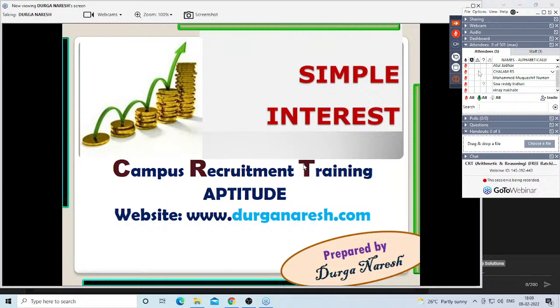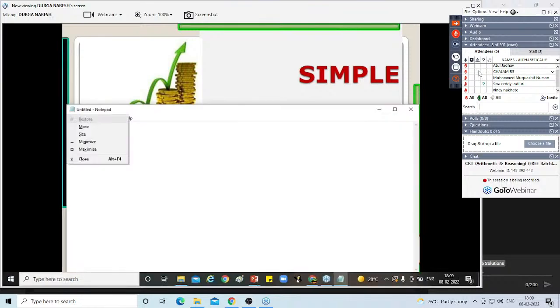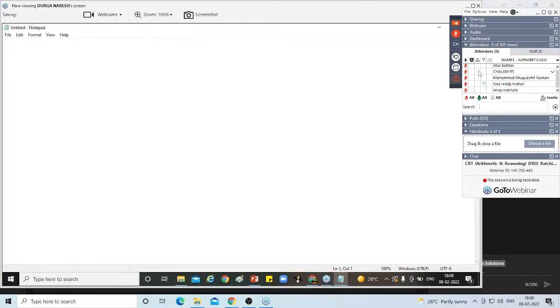Write down simple interest. So what exactly is the meaning of simple interest? Please understand. For example, A gives 1,000 rupees to B.